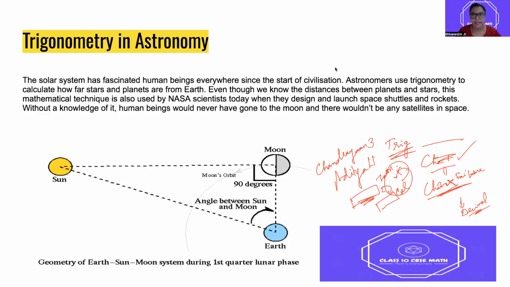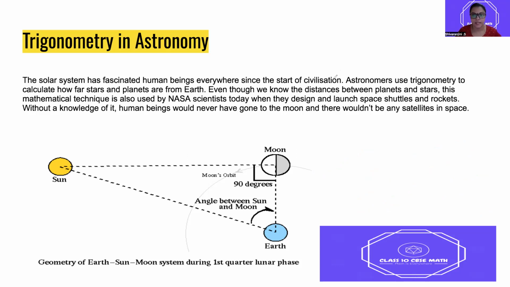Next comes an interesting part where we will discuss this. Can you see over here the moon is making a 90-degree angle along with the sun as well as the earth. This happens in the first quarter of your lunar phase. And you can determine the distance between the earth and the sun using this particular relationship. And NASA scientists today are studying and launching spacecrafts and spaceships just after studying so many things. All right, so let's go to the next one.